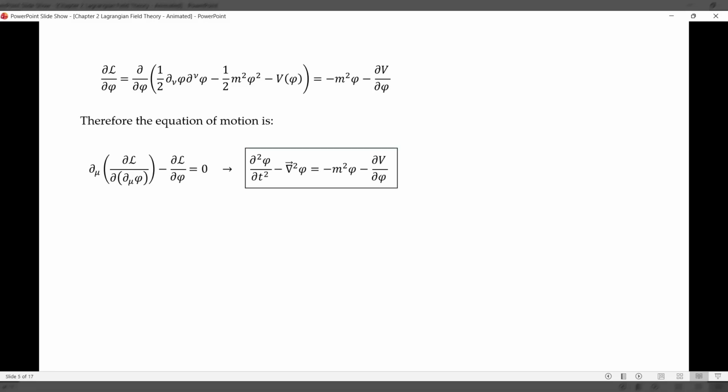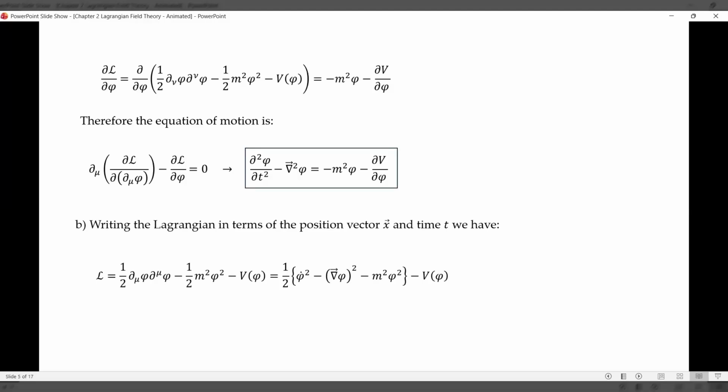Next, we combine this result with the derivative found earlier. Putting both terms together gives the full Euler-Lagrange equation for the field. This box equation is the Klein-Gordon equation with a potential term, the fundamental equation of motion for a scalar field.